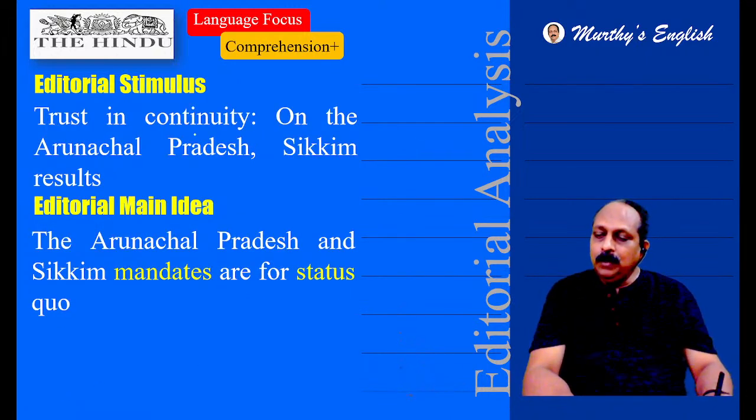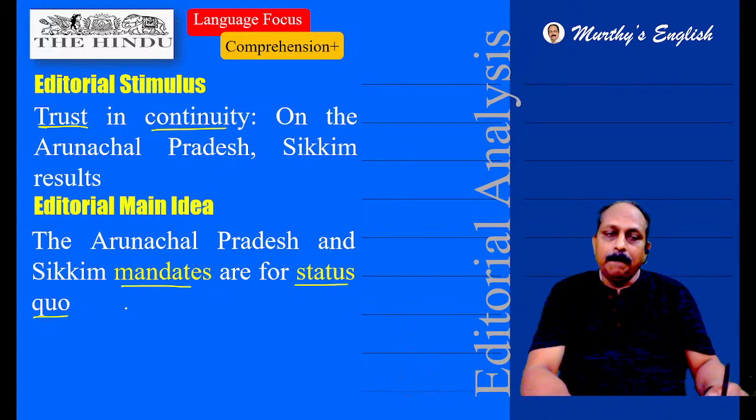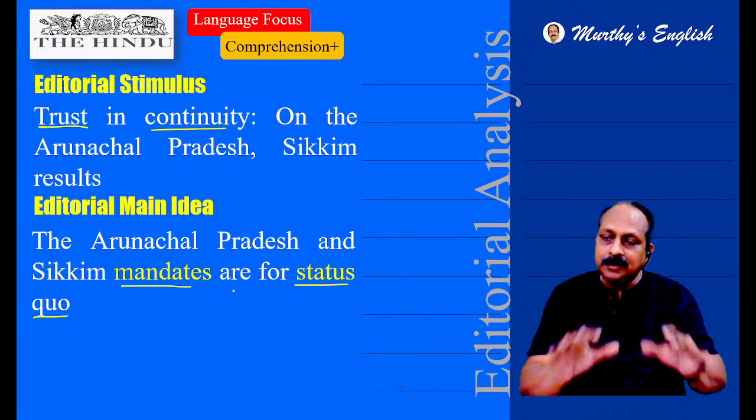Let us, not too many words as I said, let us go to the editorial. How does it start? What is the stimulus? Trust in continuity. They have trust in continuity. That is the reason why they did not want any change. They wanted status quo. On the Arunachal Pradesh Sikkim results, what is the main idea? The Arunachal Pradesh and Sikkim mandates, the verdict given by the electorate, are for status quo. Means they didn't want any change, they wanted the existing situation.